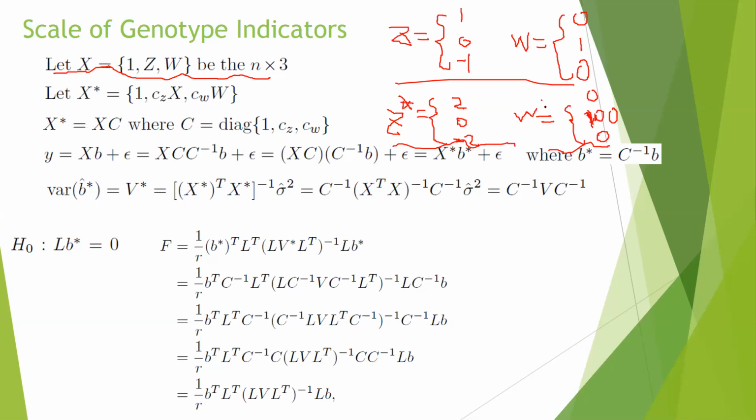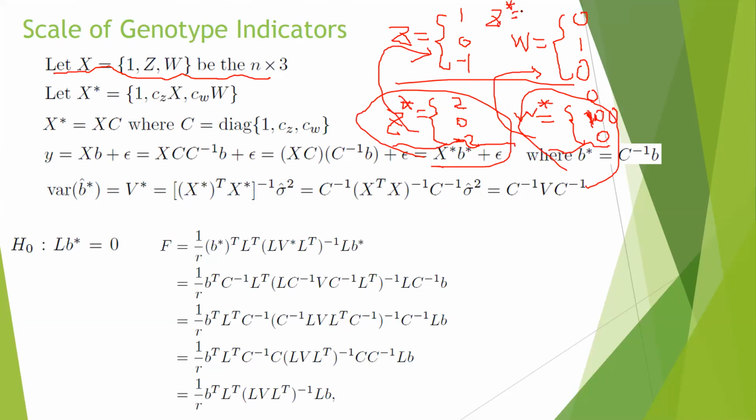So regardless of scale, we're good. Even if you come back to the original equation, as long as there's a linear association between these two. As you can see, Z star is actually equal to 2 times Z, right?